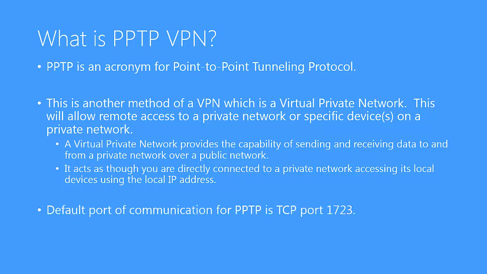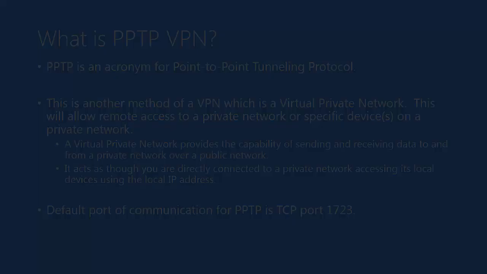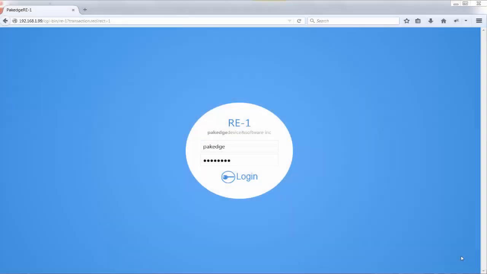What it does is once this point-to-point tunneling protocol has been connected, it acts as though your computer, a laptop, or other wireless client is directly connected to this private network and provides the capability to access devices on this private network using their local IP information. So rather than setting up a port forward for every device from the router, setting up a PPTP connection may be easier. So let's start by configuring PPTP VPN from the RE router GUI.